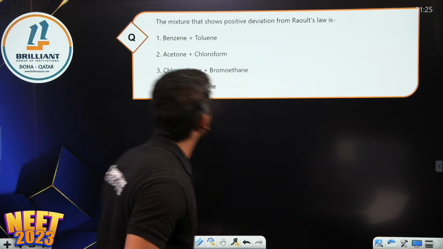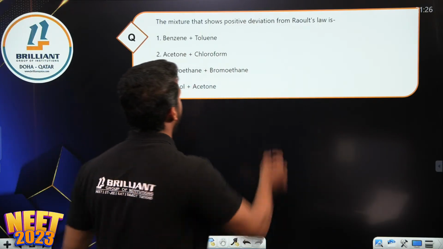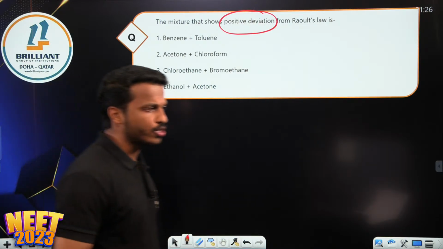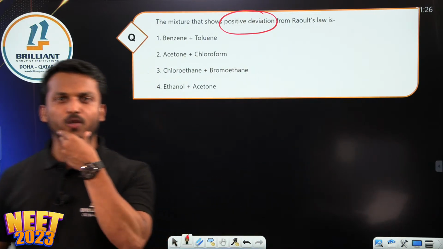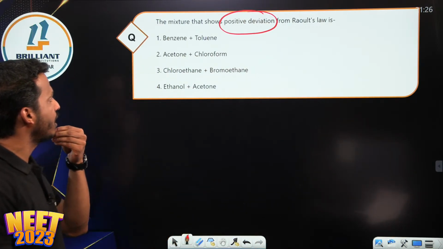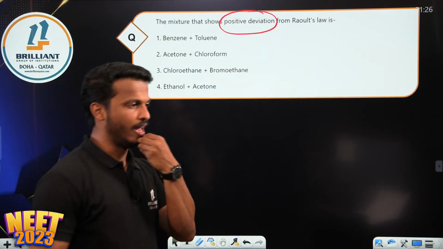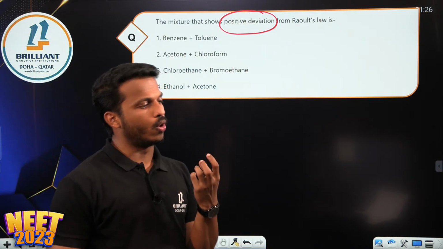Come on, fast. The mixture that shows positive deviation: which one can give a positive deviation, dear all? Positive deviation means mostly they contain alcohols.